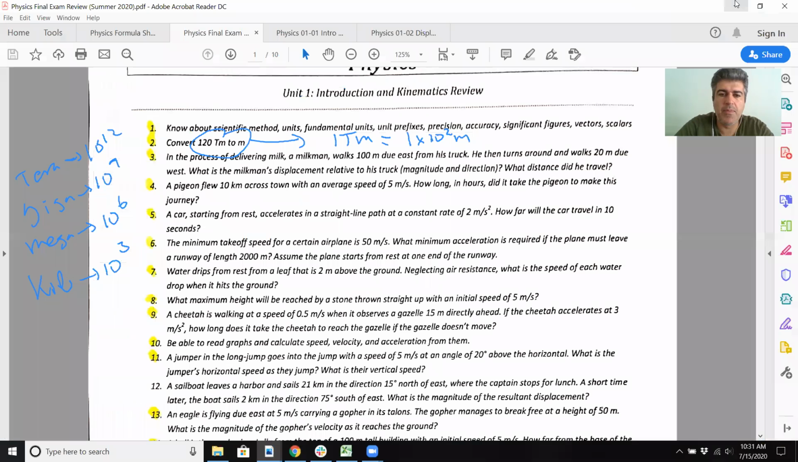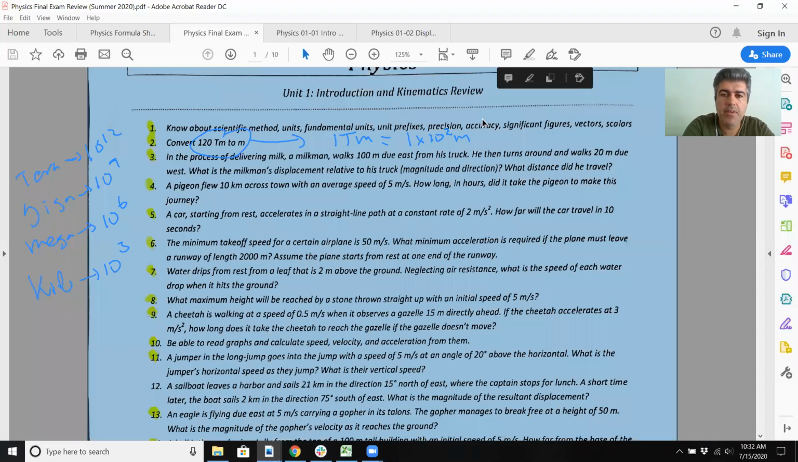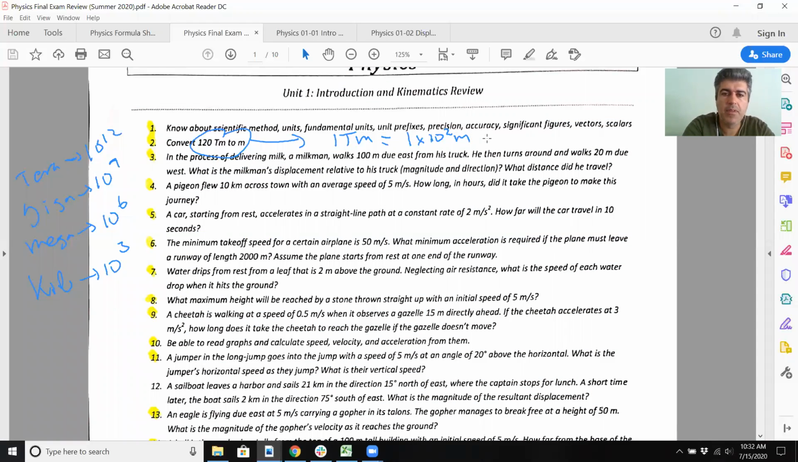So obviously if I'm converting 1 terameter, or 120 terameters, 1 terameter is 1 times 10 to the 12th meters. And it's 120, so it's actually 1.2 times 10 to the 14th meters. So anyway, very basic there.